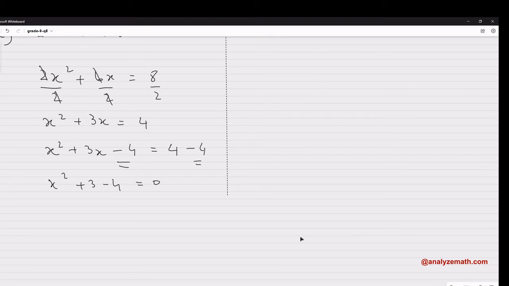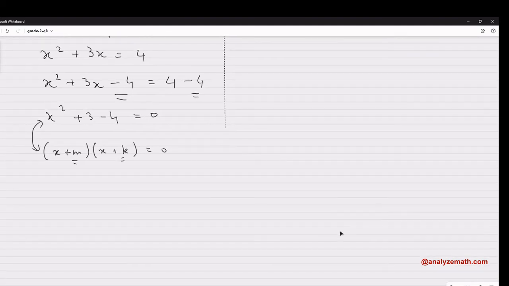Now let's try factoring here. Factoring seems to be okay. So it's going to be x here and x here, and then we need two numbers. Let's call them m and k, for example. So we need to find m and k so that this equation is equivalent to this one. Now, if I expand here, these numbers, when I multiply them, m multiplied by k, will have to give me the constant term, minus 4. And then when I add them, m plus k, they will have to give me the coefficient.